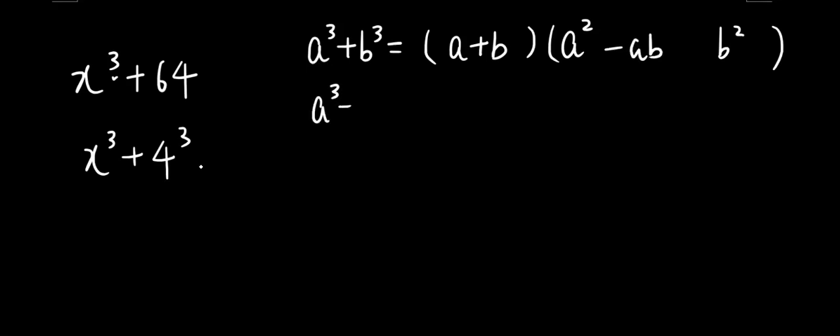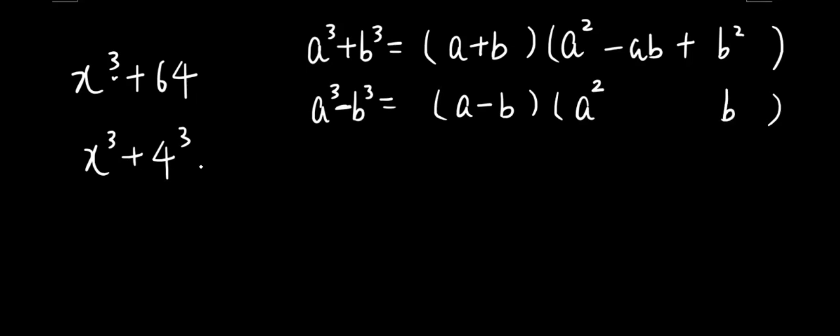What if it's a subtract? The rule says this, small, big. If you see subtraction here, you do subtraction here. And then you do a squared, b squared, plus ab plus b squared. That is our rule. Okay? All right. Now, it's time to apply this rule to this practice.